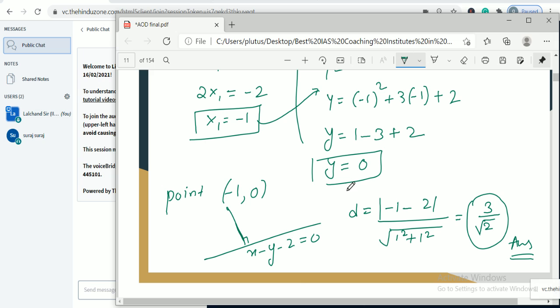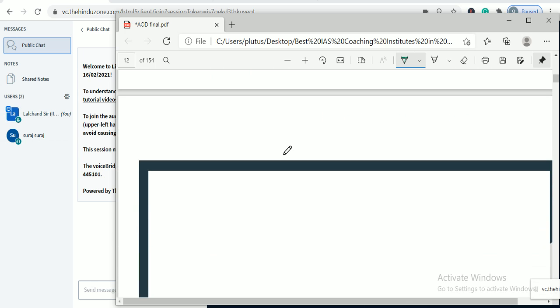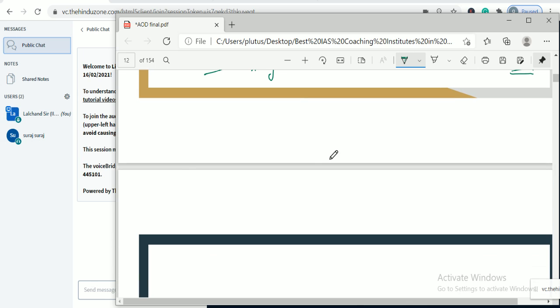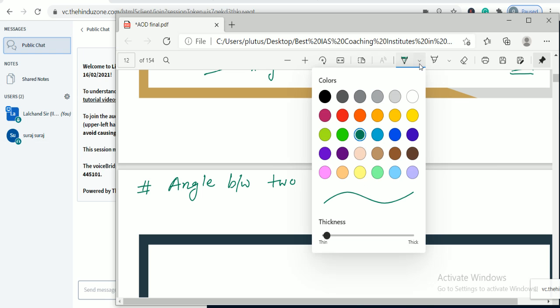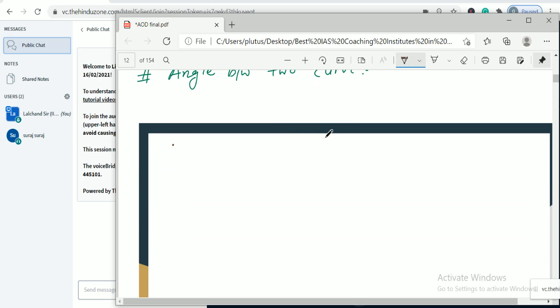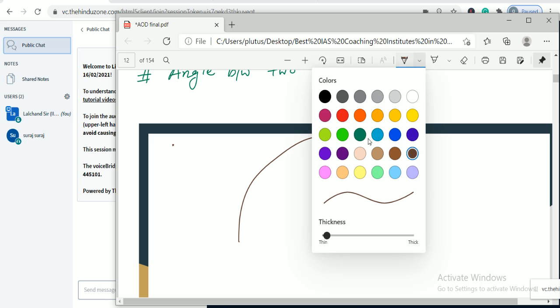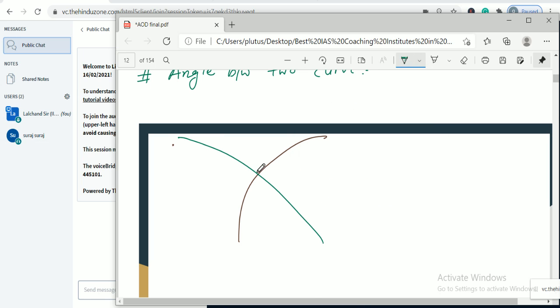Alright. So using this concept of tangent, we can also find the angle between two curves. Let's suppose there are two curves. Using the concept of tangents, we can find the angle between two curves. So let's suppose we have two different curves. The first curve is something like this, and the second curve is something like this. We need to find the angle.